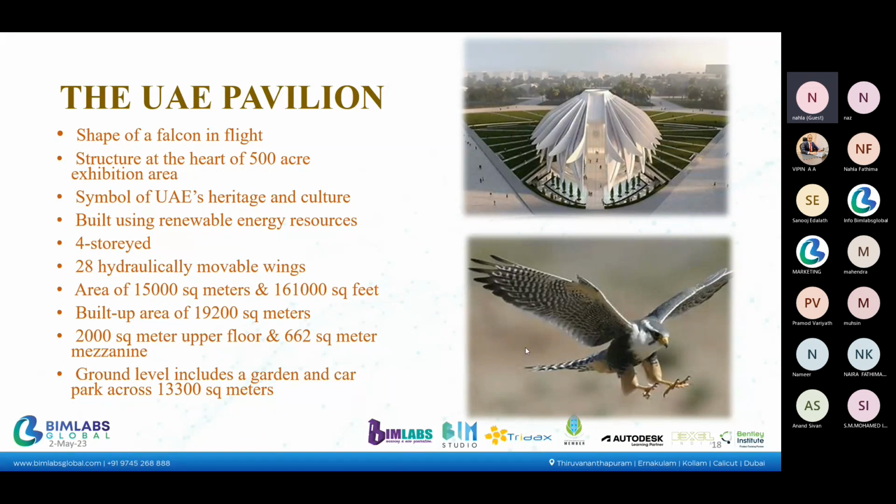And there's a peculiarity of these wings. As you might have seen in the video, the wings are not just stationary, they are moving. There are 28 of them, and these 28 wings have hydraulic movement in them. So that's another peculiarity of the building, which we'll be discussing in an upcoming slide. Okay, so I gave you a general overview about the building and its location.